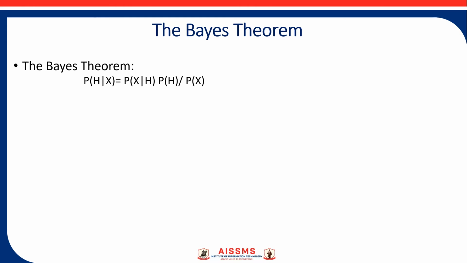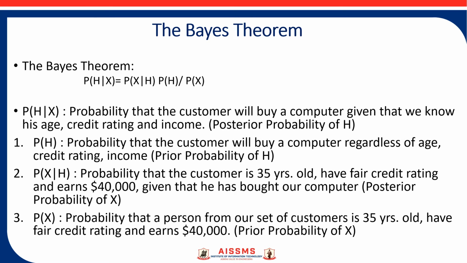The Naive-Bayes algorithm is based on the Bayes theorem. This is the formula of Bayes theorem. Now we will try to understand this formula with the help of one example. For example, we want to know whether a particular customer will buy a computer or not, and we have some data related to that customer, for example age, credit rating and income. If we have X data of a particular person, what is the probability that he will purchase a computer or not? That is what we have to find out.